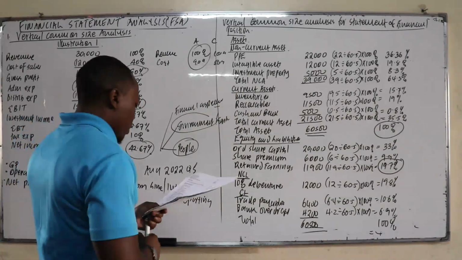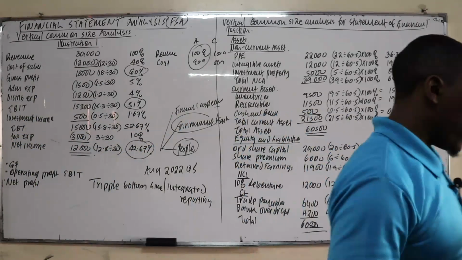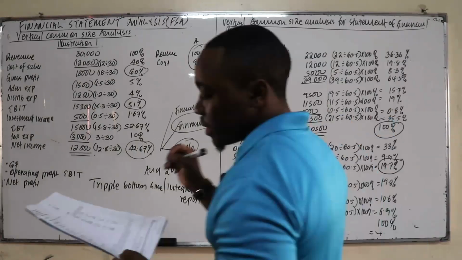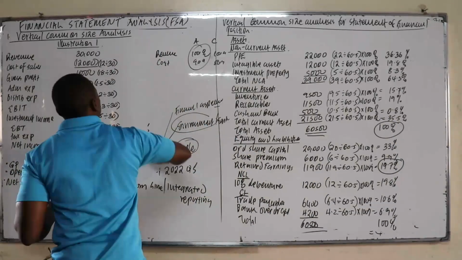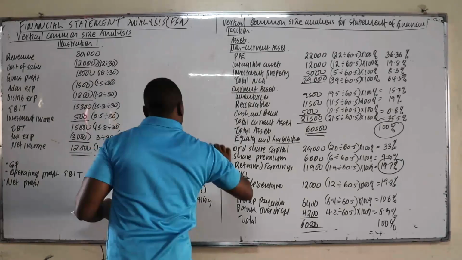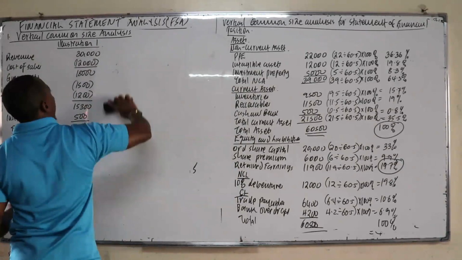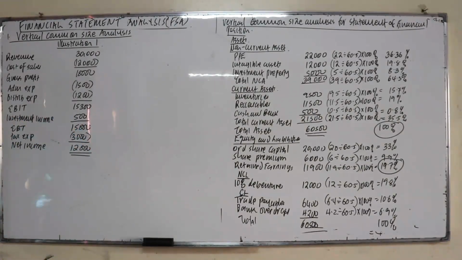So now let's look at number 2, horizontal common size analysis. Under horizontal analysis, each account value is expressed as a percentage of the designated base year account. Can you underline that? Base year account value. Then this allows the analyst to see how the items have changed over a given duration.